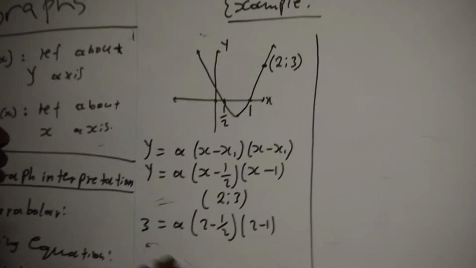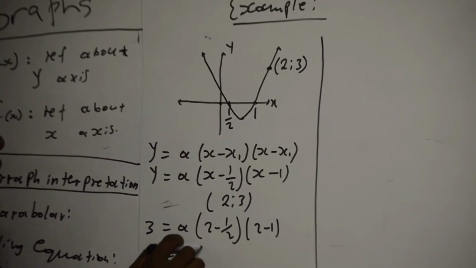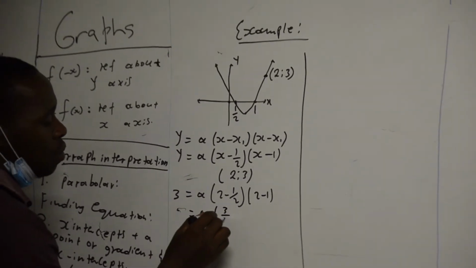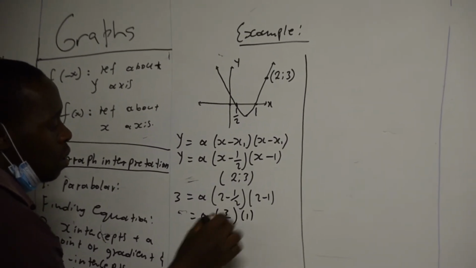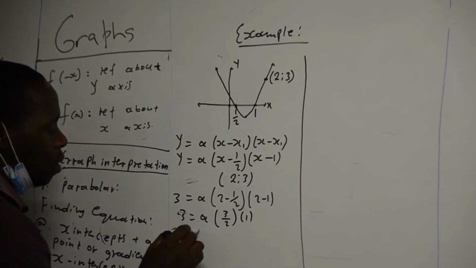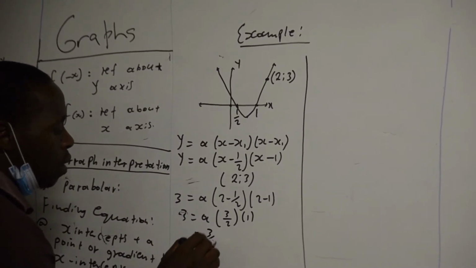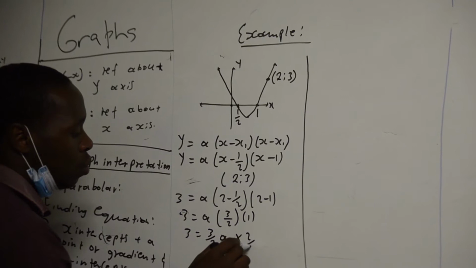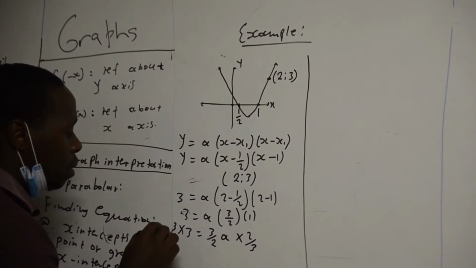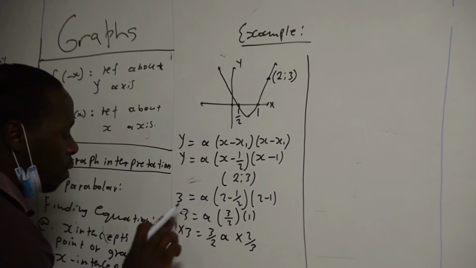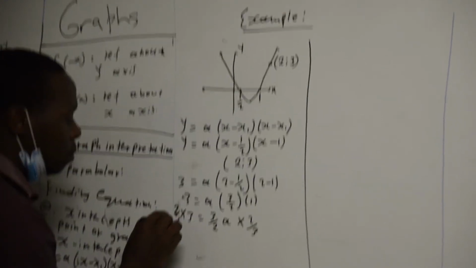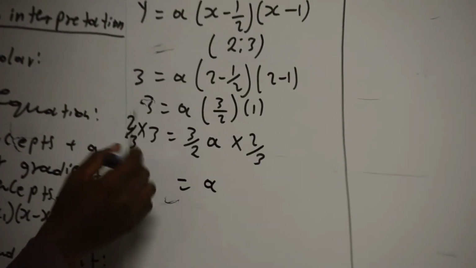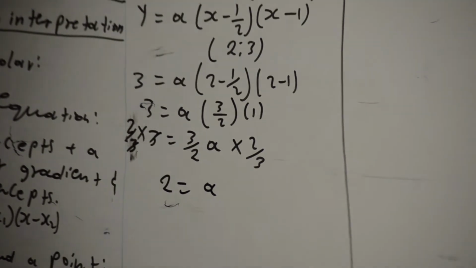And 2 minus 1. So here you have A into 2 minus half, it will be 3/2 times 1. So here is 3 equal to 3/2 A. That's what you have. Then you solve for A, multiply by 2/3, the additive inverse of 3/2. Sorry, 2/3 on both sides. Then you will be left with A equals 2. So your A becomes 2.